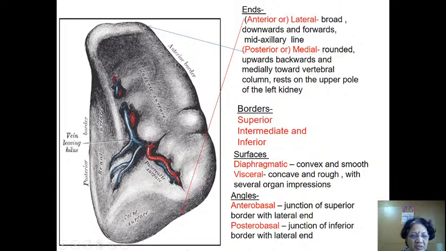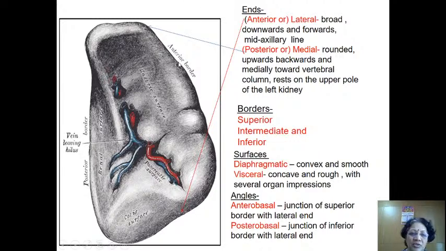So again, this would be the lateral end or anterior end. This would be the medial one because it's narrower. Now he's calling it anterior border and posterior border. This is a very ancient diagram from one of the earlier editions of Gray's Anatomy.